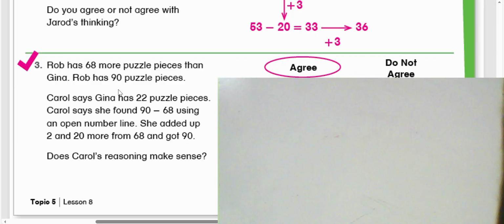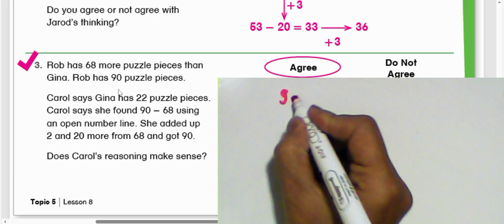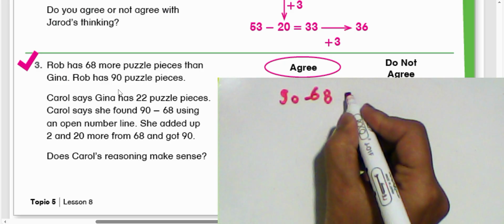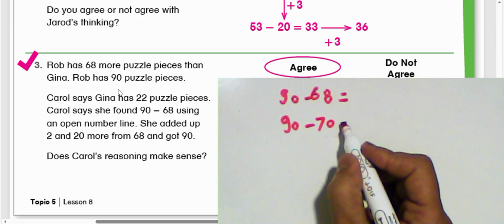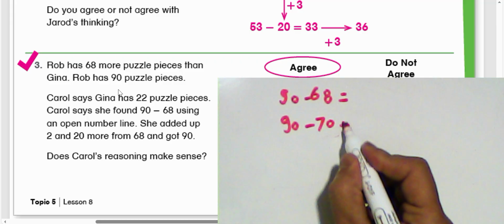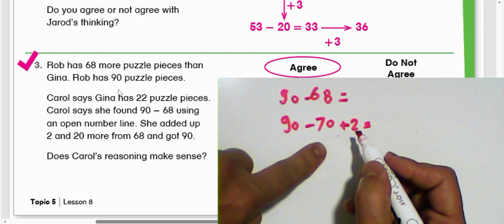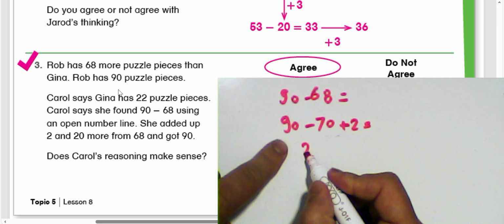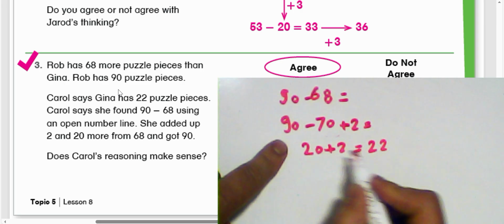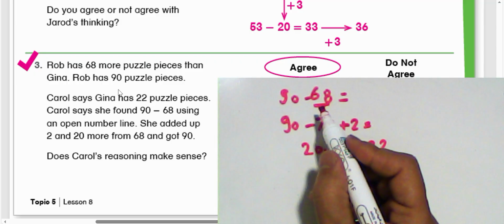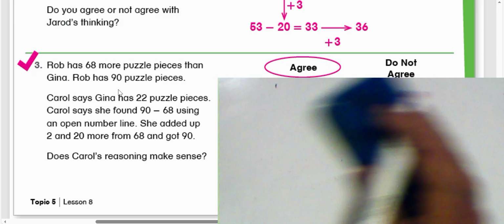We can find the difference between two numbers like this. Look at here. 90 subtract by 68. We can write here 90 subtract by 70. And then we can add 2. Subtract 70 first and then add 2. The result will be 20 plus 2. It's equivalent to 22. So I agree with the answer.